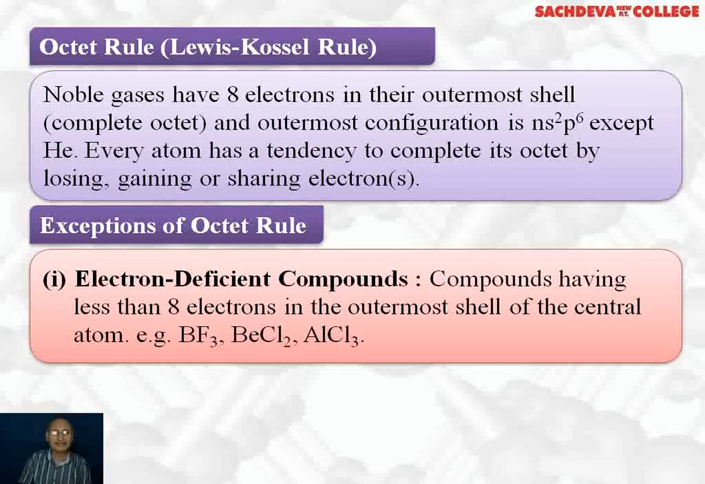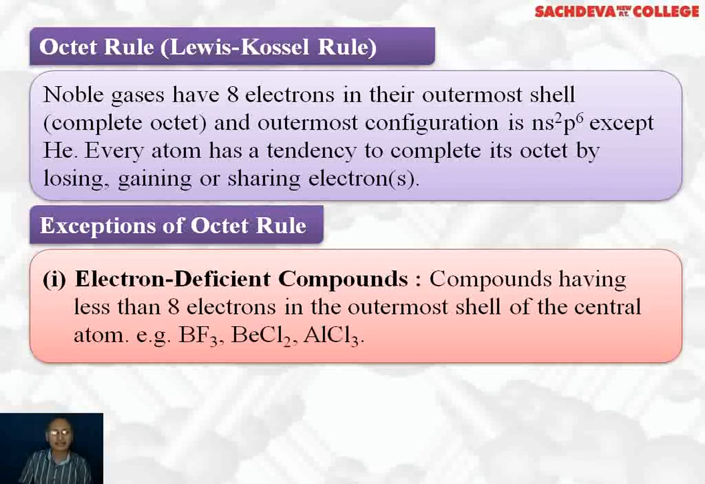In the same manner, in BeCl2, beryllium has 2 valence electrons and it shares 2 electrons with 2 chlorine atoms. So after sharing, number of electrons are 4, which is not complete octet, but still this compound is formed. Similarly, in AlCl3, aluminium shares 3 electrons with 3 chlorine atoms, 1 electron with each chlorine atom, and after sharing it has 6 electrons. These all compounds are called electron deficient compounds.